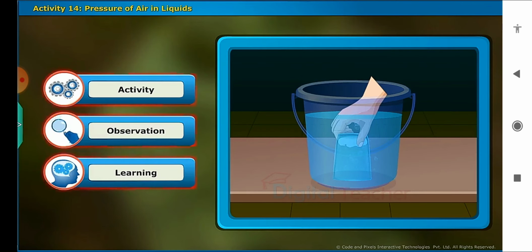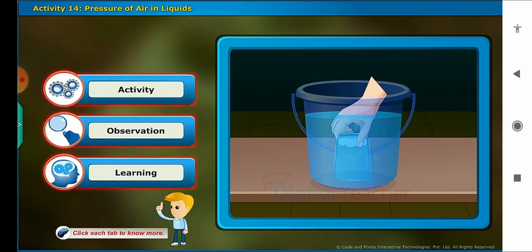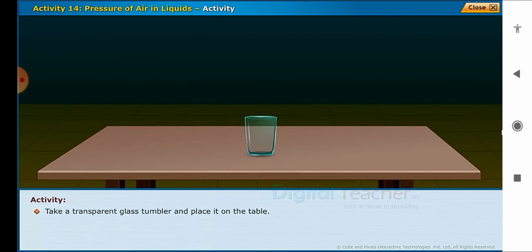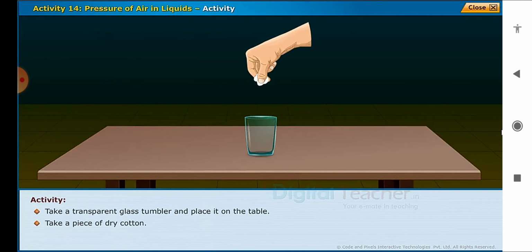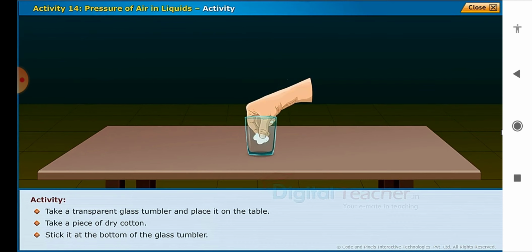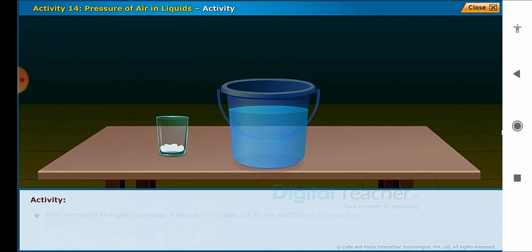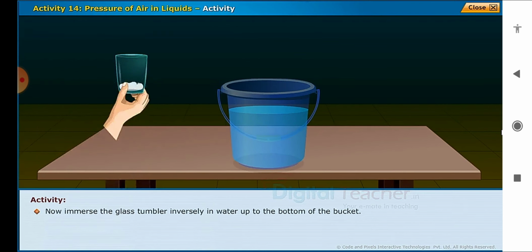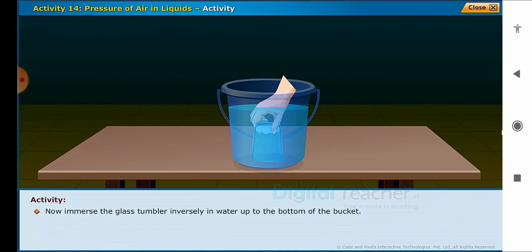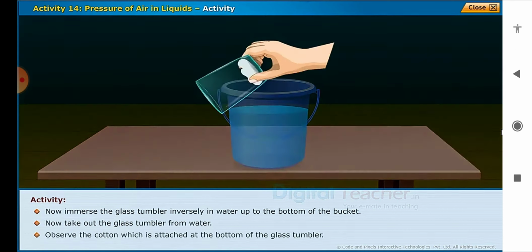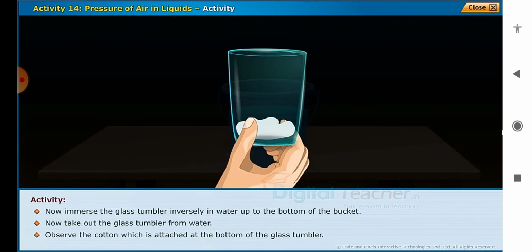We perform an activity for observing the air pressure in liquids. Click each tab to know more. Take a transparent glass tumbler and place it on the table. Take a piece of dry cotton. Stick it at the bottom of the glass tumbler. Take a transparent bucket with water. Now immerse the glass tumbler inversely in water up to the bottom of the bucket. Now take out the glass tumbler from water. Observe the cotton which is attached to the bottom of the glass tumbler.